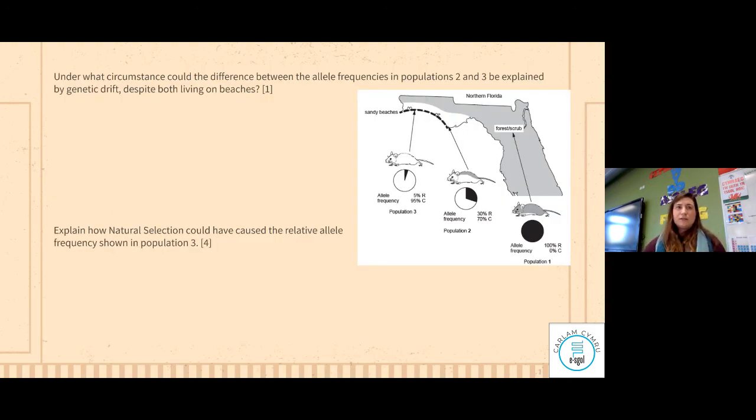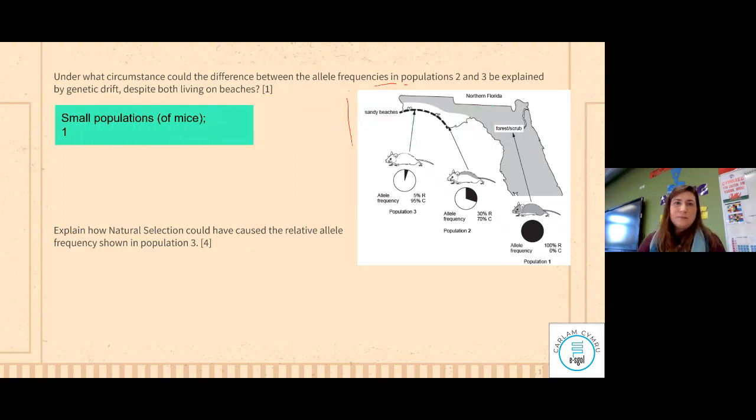These next two questions, I've given you the information again so that you can look. Okay, if you're not ready, you can press pause. So, small populations of mice could be the reason. Explain how natural selection could have caused the relative allele frequency shown in population 3. So, why this happened.